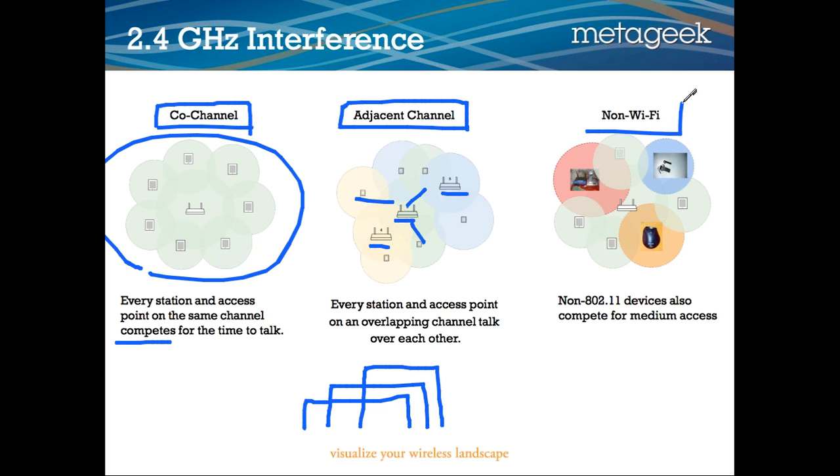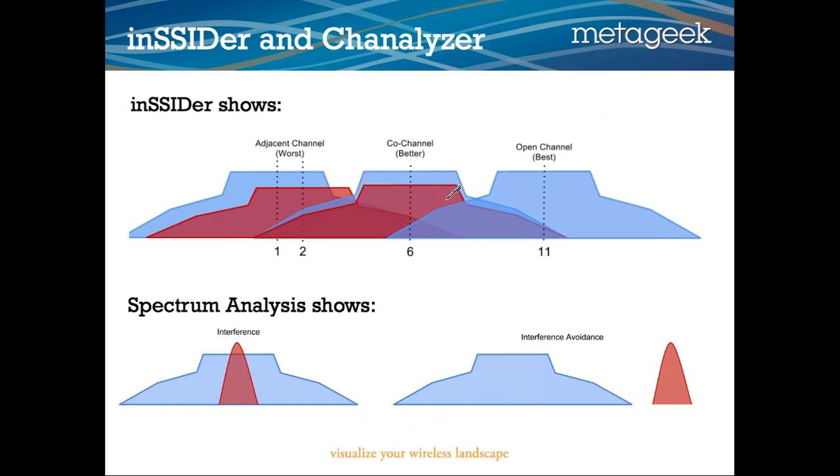And then finally, there's non-Wi-Fi interference. This comes from devices like cordless phones, Bluetooth devices, wireless mice and keyboards, analog video transmitters. The list of devices that talk in the 2.4 gigahertz band goes on and on and on. And these devices are also competing for time to talk. They need time to talk just like Wi-Fi. And typically, they aren't going to be nearly as polite.